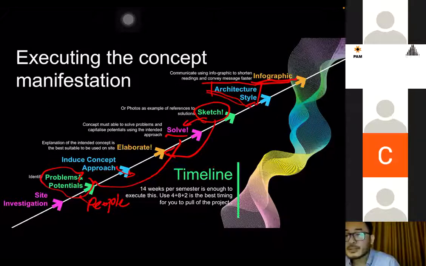So going through this, there are always 14 weeks per semester. I usually separate into 4-8-2. Four is for executing the site investigation, site analysis, introducing the concept, introducing the solution. The 8 in the middle is for you to develop your design, develop more technical works, drawings, and so on. And allow yourself 2 weeks to do the final presentation.